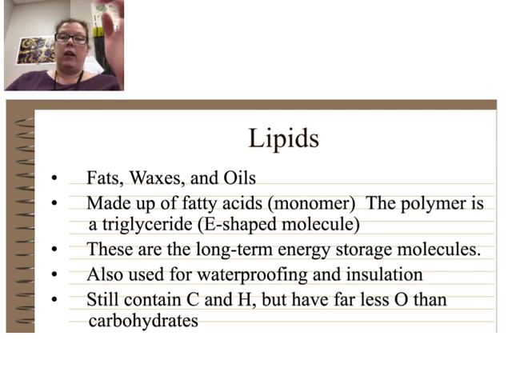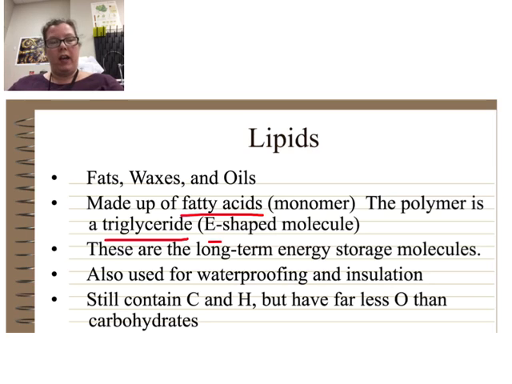The monomer here is the fatty acid. So the building block of lipids is fatty acids. These don't get strung together in a chain. They get strung together in an E-shaped molecule that we call a triglyceride, and the tri is there because there are 3 fatty acids in a triglyceride.